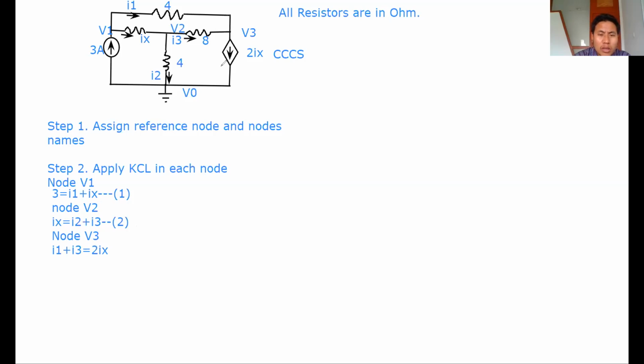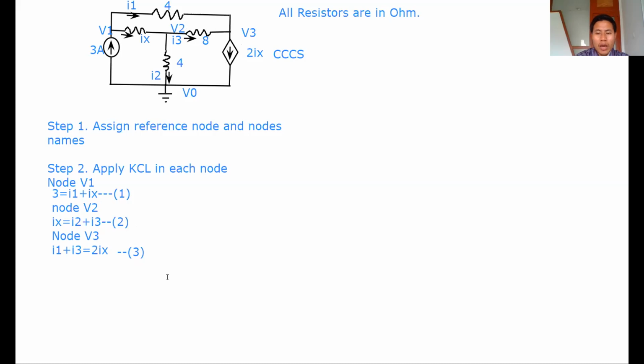For node 3, we have a dependent current source moving away from this node, whereas I1 and I3 are entering this node V3. So we have I1 plus I3 is equal to 2ix. Let's also name this equation 3.